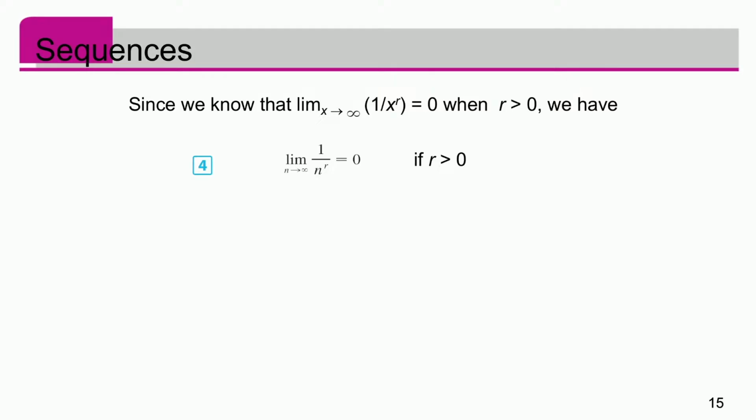So this is kind of a theorem, if you will, that if you ever have 1 over n to the r, the limit is always going to be 0. That's not a geometric series though. So this is just something that's always going to be true. That'll be useful later on.